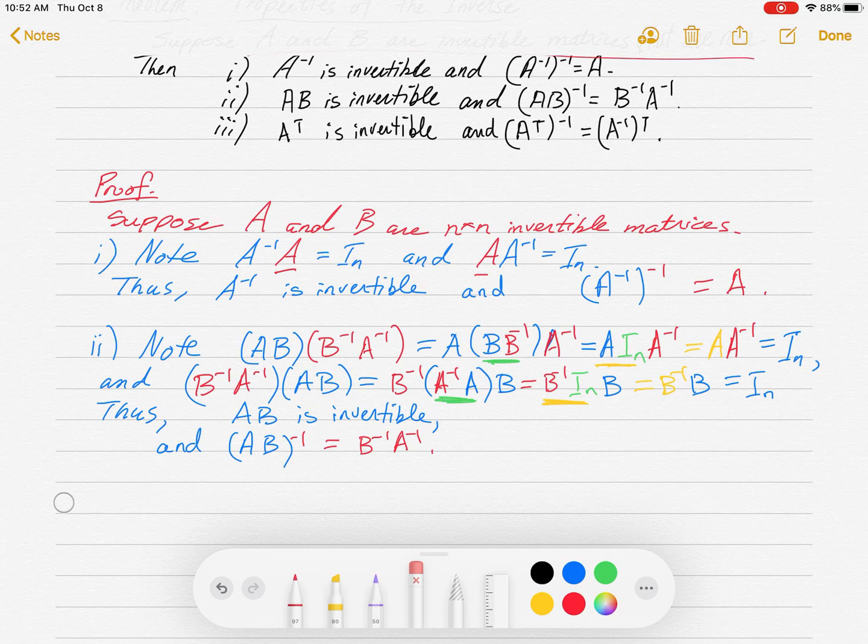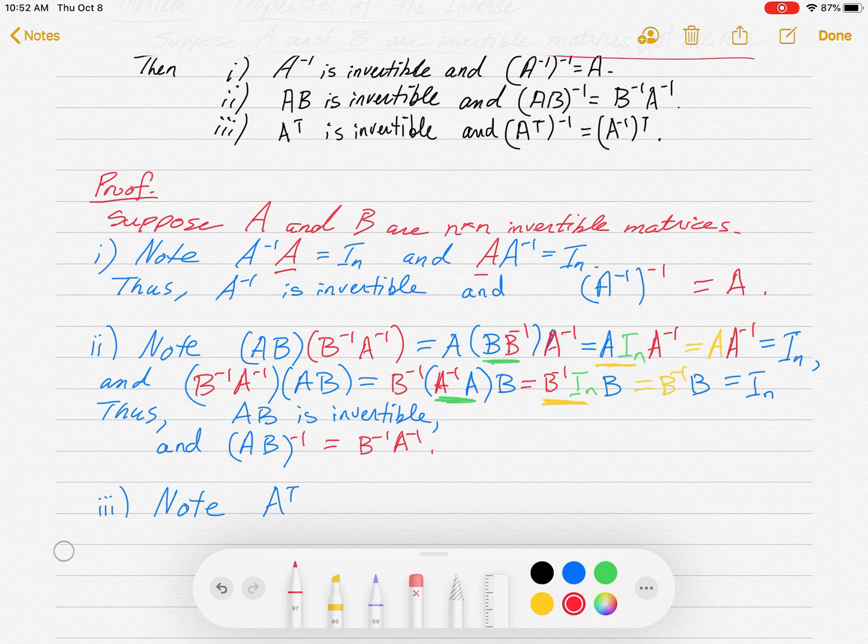Okay, so that's number 2. Let me just scroll up so you can see number 2 again. Okay, let's do number 3, which is about the transpose. So we want to show that if A is invertible, then the transpose is invertible. So this is number 3 here.